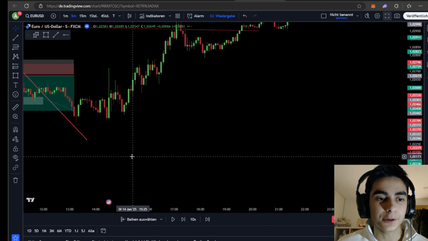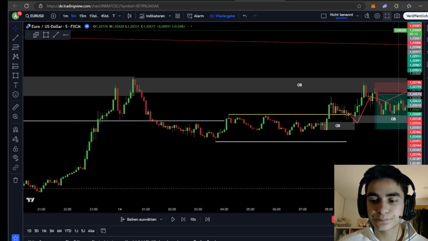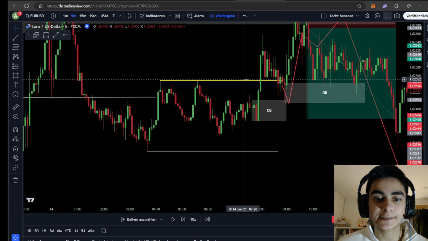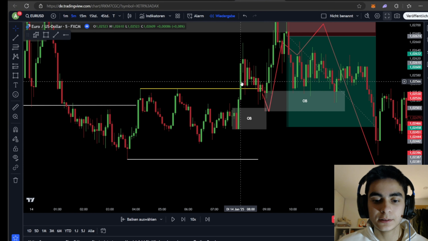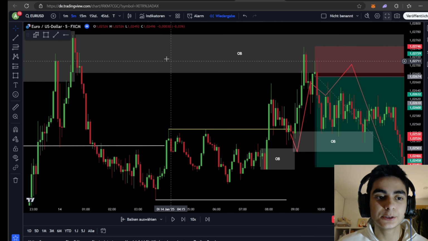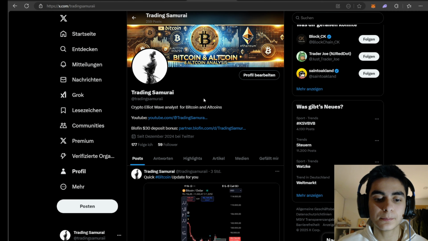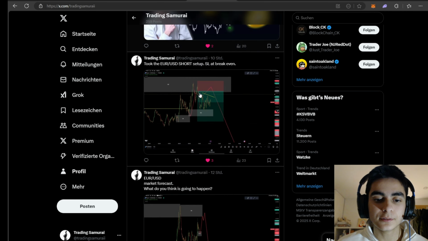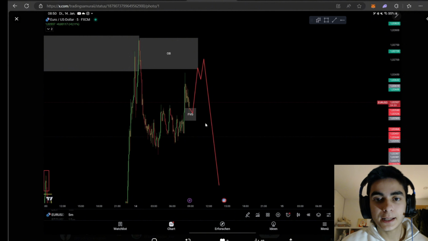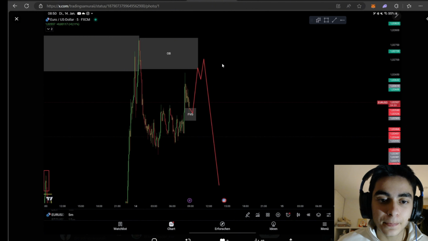On the 5-minute time frame, what can we see? Again, a build-up of liquidity, equal highs. Price comes nearly to this order block again, and on x.com I even gave you this analysis that if price comes into this order block again, I'm looking for a short.